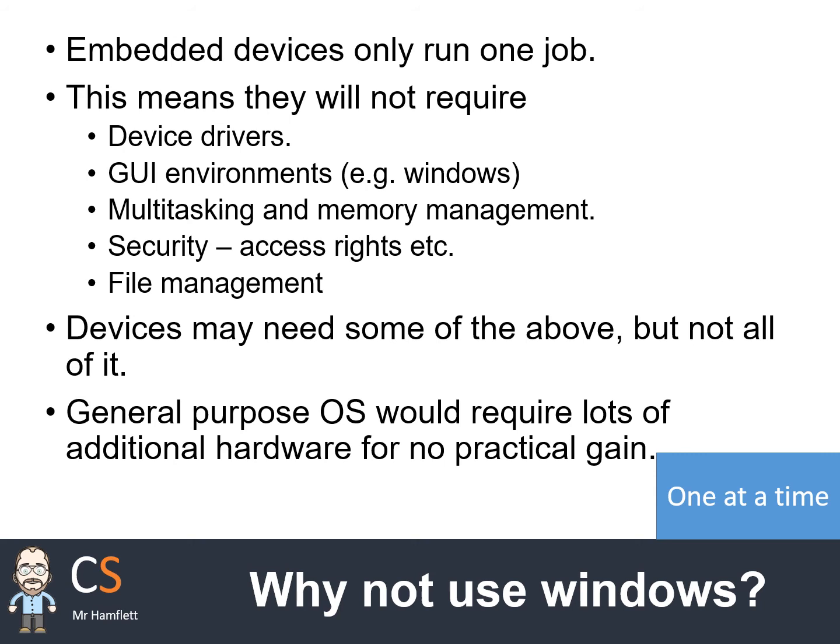And also file management. There's no need to save files. You won't be making a Word document on your washing machine and then saving it. That makes no sense. So they have one job to do, and they don't need all the other parts of an operating system which you would normally get. So they might need some of it, however. For example, in an airplane, you would want some security, so you don't want anybody to be able to hack that because people might do that. But on a washing machine, not so important.